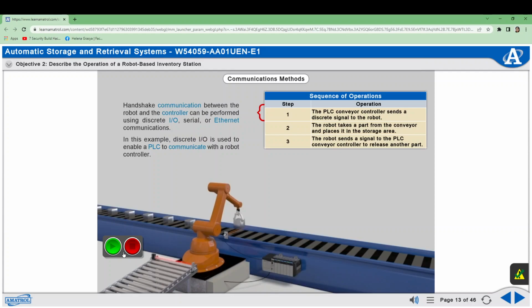Which type of storage system is best for small, irregularly shaped parts that are difficult to sort by hand?